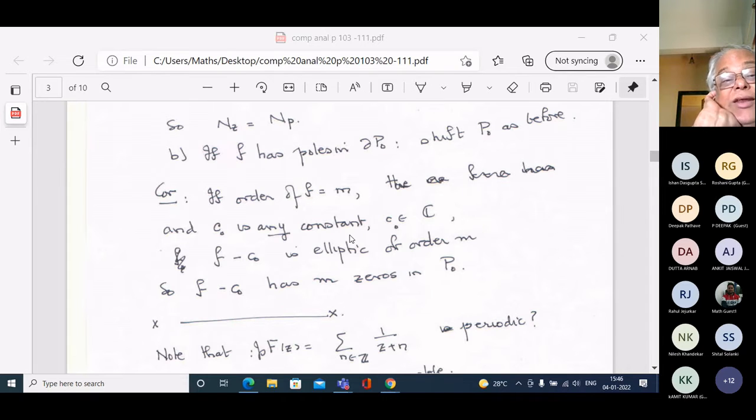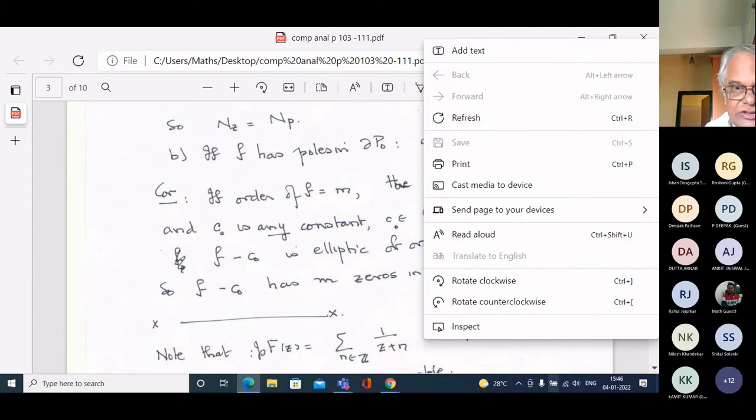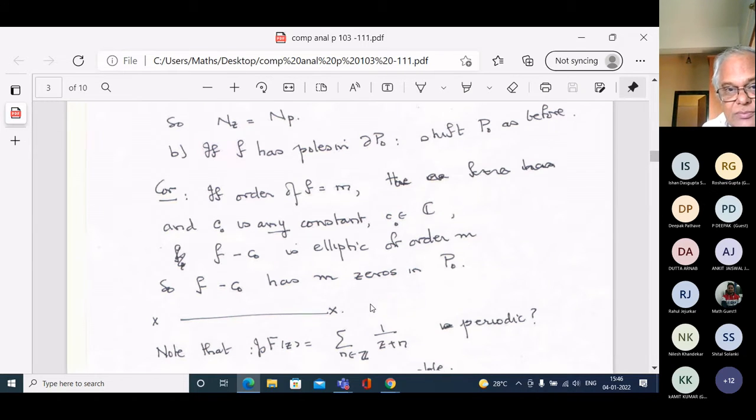So if you take any c naught, remember this is kind of weird, no? If you take any c naught, then there are m points. What is m? m is the order of f. There are m points in P naught which are zeros of f(z) minus c naught. So if the order is m and c naught is any constant, then f minus c naught is an elliptic function of order m, and therefore has m zeros. Now the point is that we want to construct such an elliptic function.